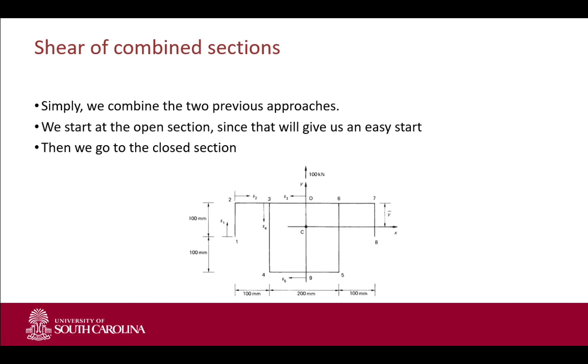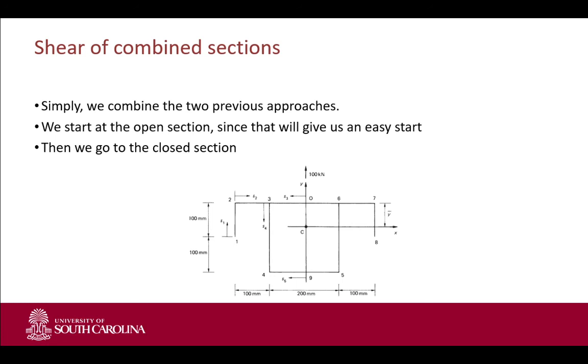So we calculate the shear flows at the open sections. So in this example, for example, we start at 0.1 or 0.8, sorry. We calculate the open sections, and then we see that we have a box that is defined by 0.3, 4, 5, and 6, right?